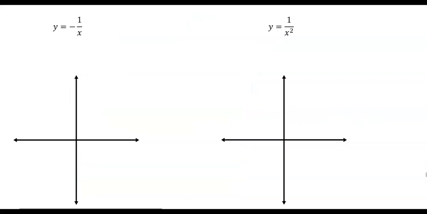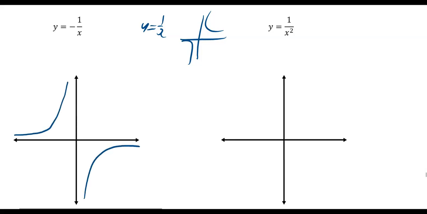Okay, the last two are just 2 standard ones, and I think it's well worth your while to learn these ones. So remember, your y is equal to 1 over x. It was just top right, bottom left. So y is equal to minus 1 over x would be top left and bottom right. So it has the same asymptotes. It has the y-axis as an asymptote, and it has the x-axis as an asymptote.